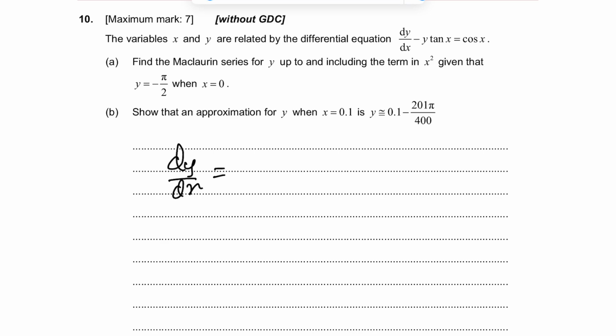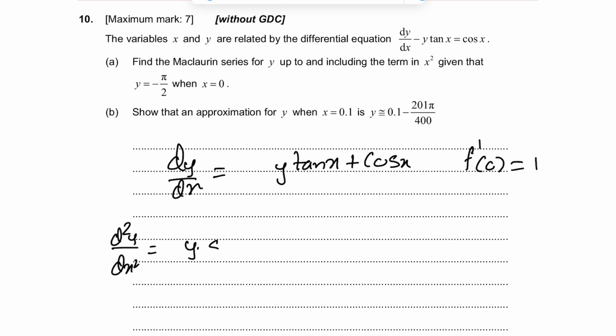dy upon dx is y tan x plus cosine x. So that is the first derivative. If I plug in 0 in that, I am going to get 1. Now I have to find the second derivative, d squared y upon dx squared. So y times the tan x derivative, which is secant squared x, plus tan x will remain as it is, times the y derivative, which is dy by dx. I use the product rule. And cosine x derivative is minus sin x.